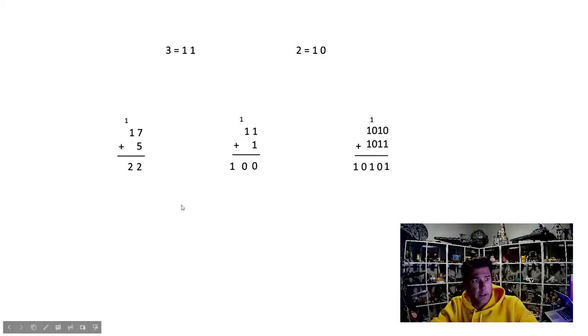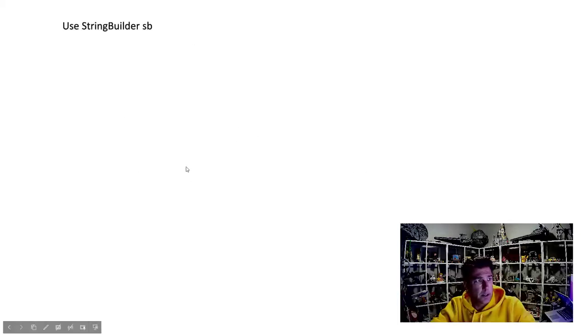Alright, so let's go back to this. So how are we going to do this? Well, the first thing we're going to do is build the binary number, and we're going to do that using string builder. Because we're going to be appending to the string, you always want to use string builder. If you just concatenate a string, it actually creates a new string. Strings are immutable, so it creates a new string each time, and it uses more memory.